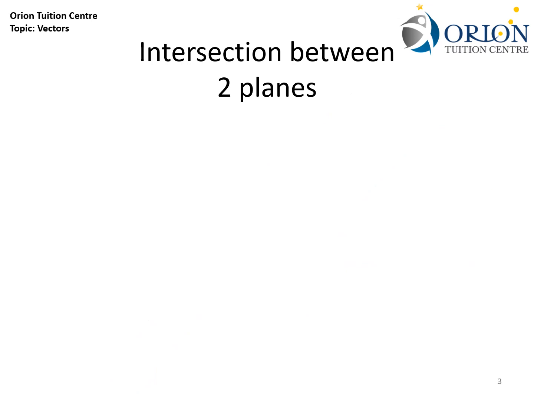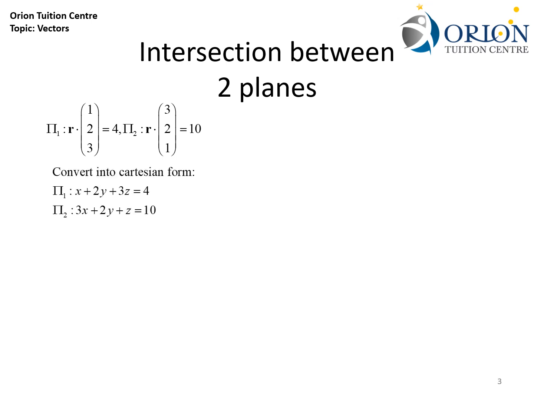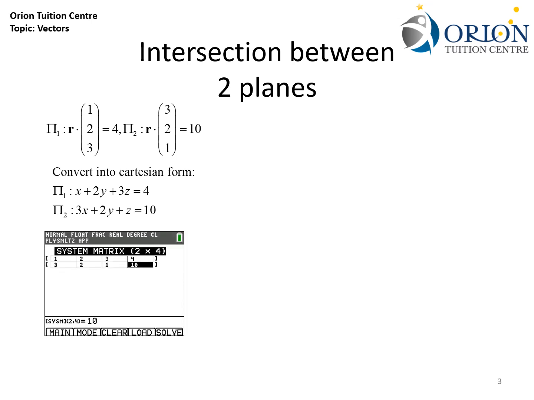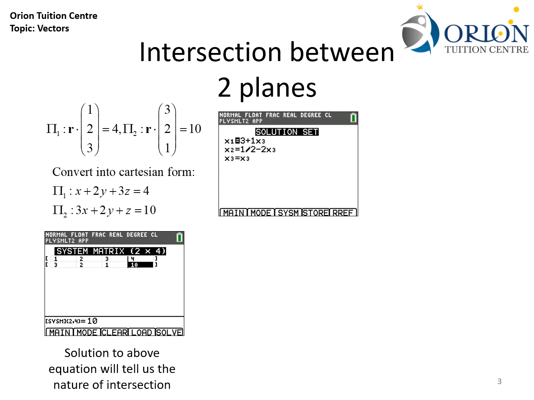We can make use of the GC to determine how two planes intersect. But first, we have to convert the equations of the planes into Cartesian form. After conversion, we can see that they form a system of two linear equations with three unknowns. And thus, we can make use of the simultaneous equation solver from our GC to solve this system of linear equations. As with the intersection of two lines, we will need to know how to interpret the results shown by the GC. The first type of result that the GC can show us looks like this.